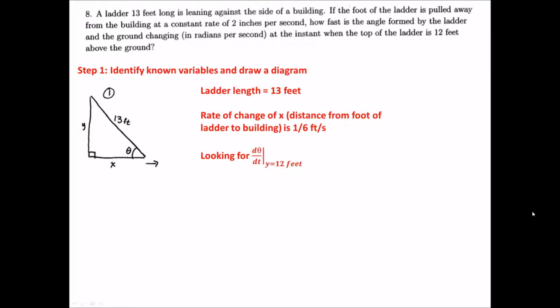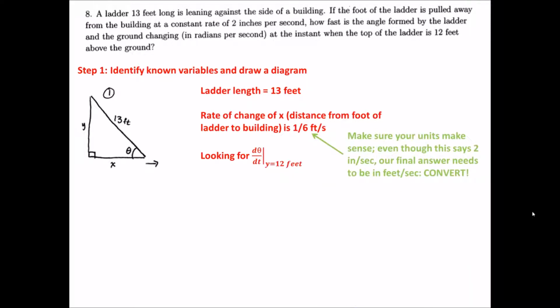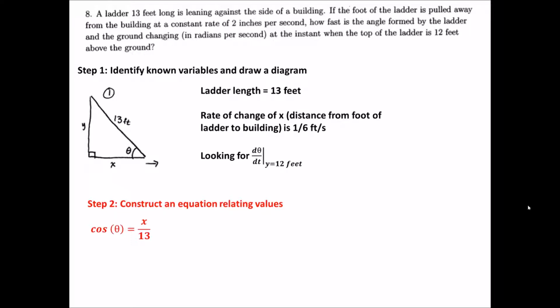Step 1 is to identify the known variables and to draw a diagram. So we know the ladder length is 13 feet, and the rate of change of x, if x is the distance from the foot of the ladder to the building, is 2 inches per second. But since the ladder length is in feet, and we're looking in feet in general, we have to convert this into 1/6 feet per second. We're looking for d theta over dt when y is equal to 12 feet. Step 2 is to construct an equation relating the values. Here, cosine theta is equal to x over 13.